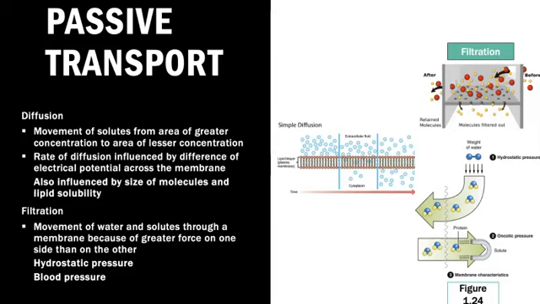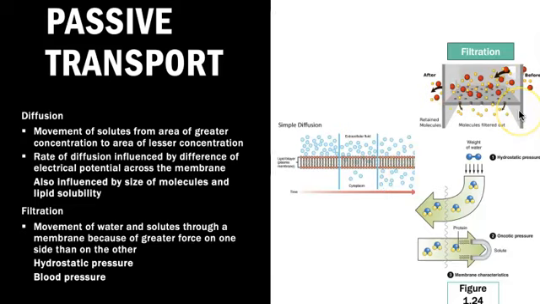Okay, a bit more on passive transport. Again, this should be review for you. So simple diffusion is where we have that movement of solutes from a greater area of concentration across the plasma membrane to an area of lower concentration. Energy is not needed here, and it could be influenced by the size of our molecules and lipid solubility.